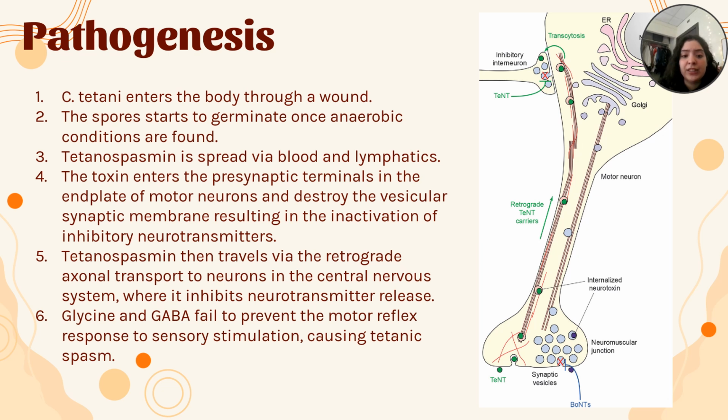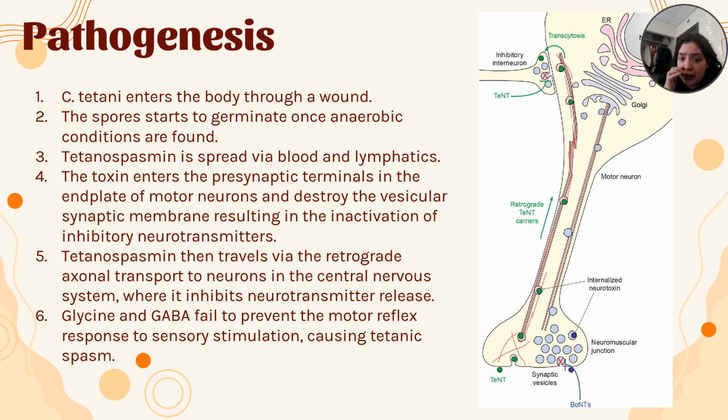Then the toxin enters the presynaptic terminals in the end plate of motor neurons and destroys the vesicular synaptic membrane, resulting in the inactivation of inhibitory neurotransmitter. Then the toxin travels via the retrograde axonal transport to neurons in the central nervous system where it inhibits neurotransmitter release. So in this area over here is where the destruction of vesicular synaptic membrane occurs. Then the toxin travels all the way over here for the inhibition of neurotransmitter release.